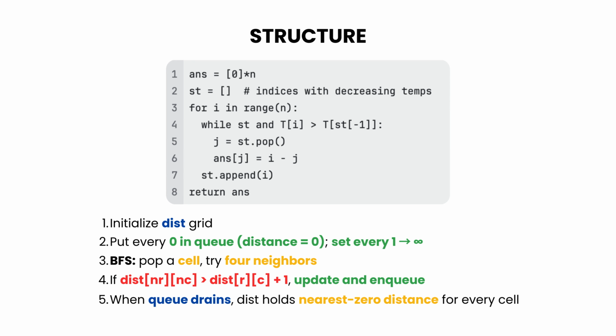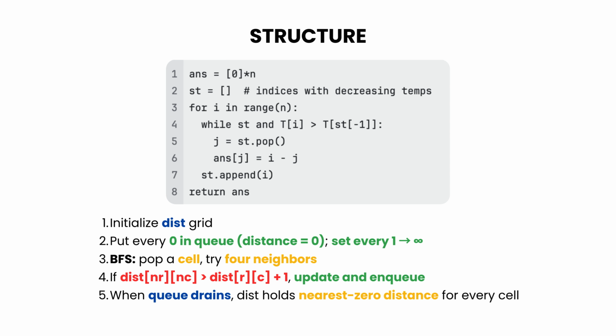High-level steps. Initialize a dist grid. Put every zero into a queue with distance 0. Set every one to inf. BFS. Pop a cell. Try 4 neighbors. If dist of neighbor (nr, nc) is greater than dist of (r, c) plus 1, update and enqueue it. When the queue drains, dist holds the nearest zero distance for every cell.